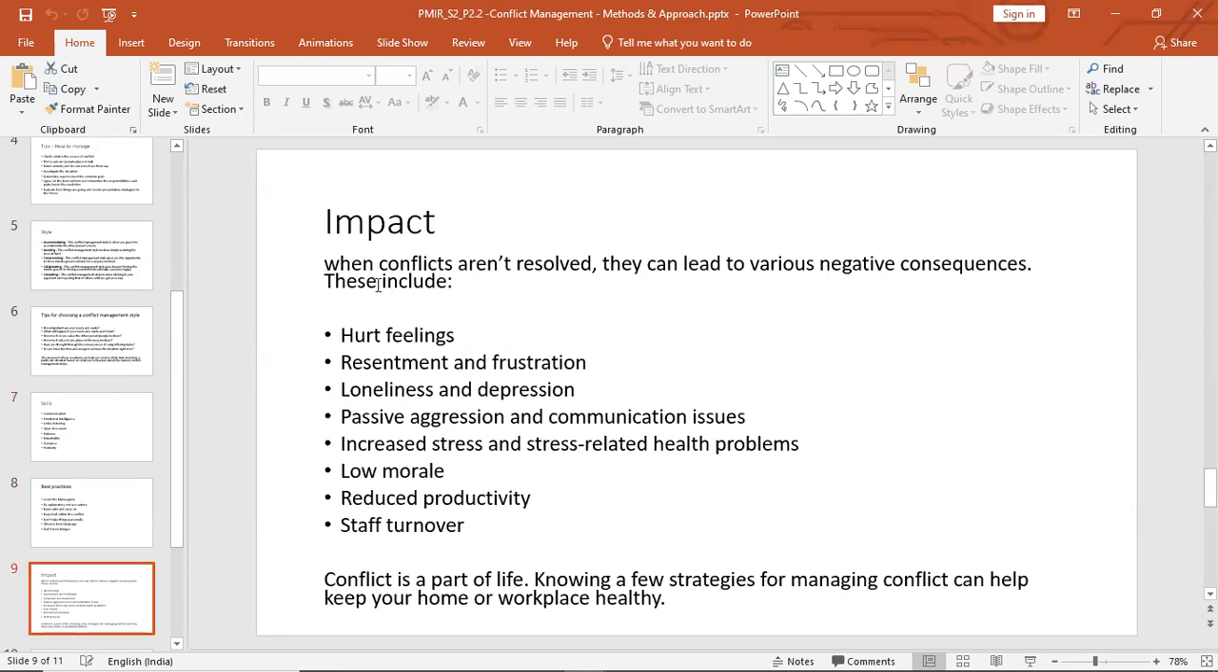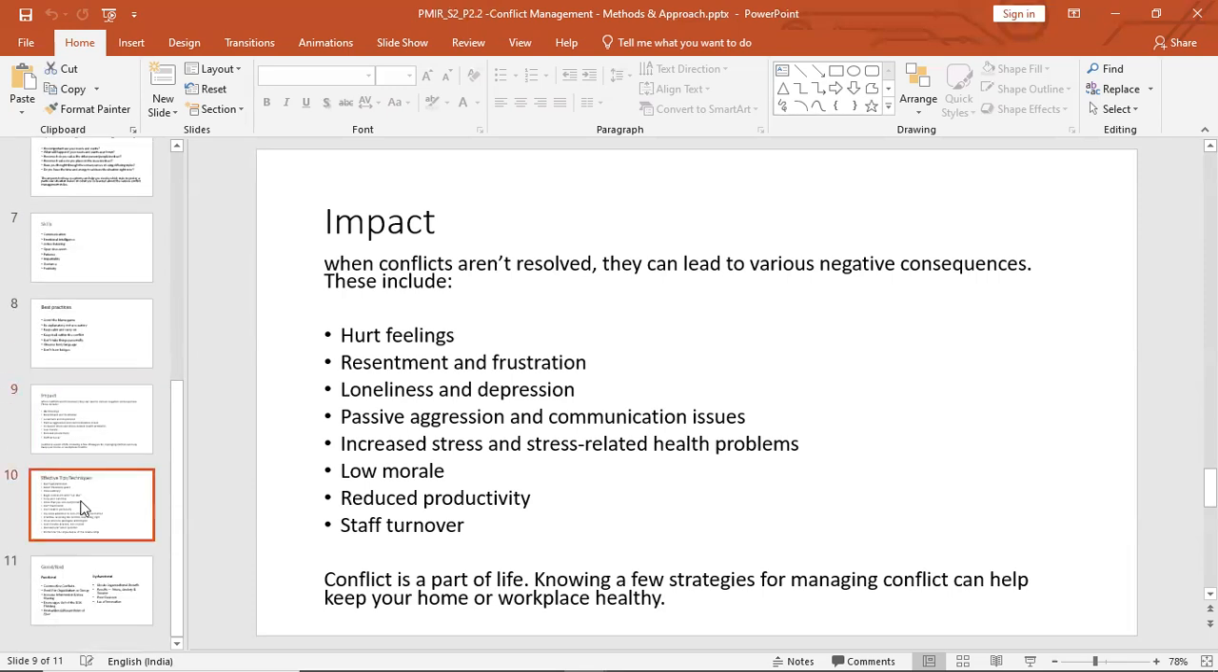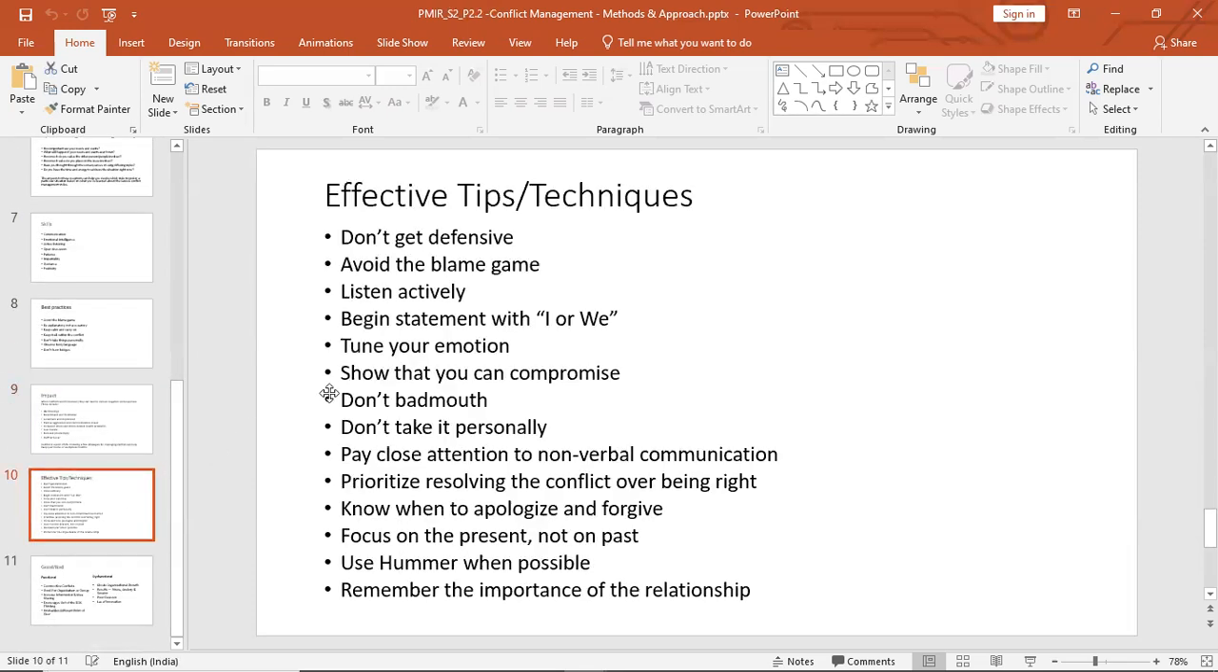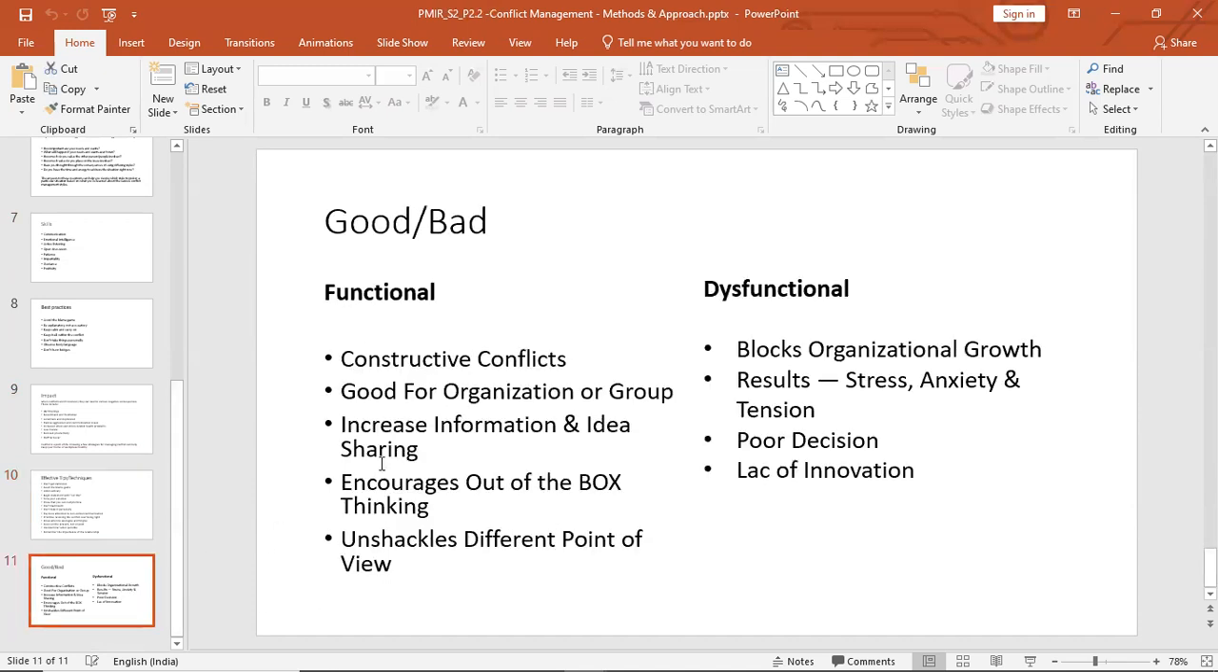Impact. What is the impact on employees? What they feel? Suppose you manage a conflict. Effective tips and techniques. Whenever you are involved in the managing conflict, what is the tips for you? What are the techniques you need to follow? And what is a good conflict? What is a bad conflict? What is a constructive? What is a destructive?